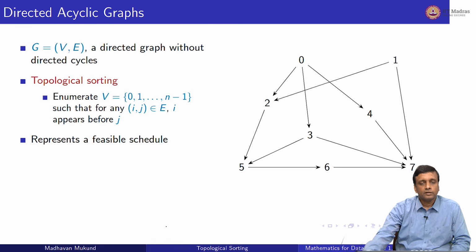So in terms of the applications that we are thinking of, if we think of these as tasks and dependencies, then this type of a topological sort represents a feasible schedule, a schedule in which no task appears before all the tasks it depends on are already completed, right? So when you come to do something, everything you need to do before that is already done.